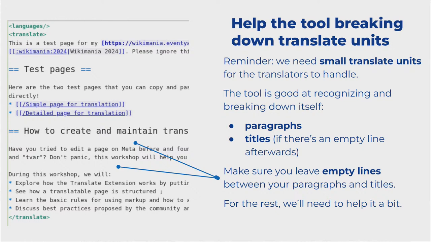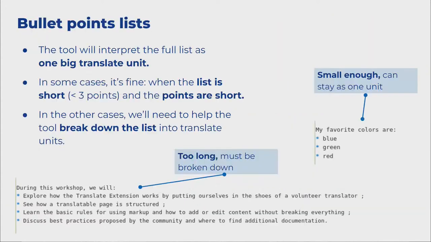So if your page just contained that, you're actually almost done, because the tool is going to be able to recognize it. But for the rest, as soon as you have things that are a little bit more complex, we're going to need to help the tool do the breakdown into translation units. So I'm going to go through a few of the usual formatting elements that we find in wikitext. I'm not going to have time to talk about all of them, but I'm going to talk about the most usual ones.